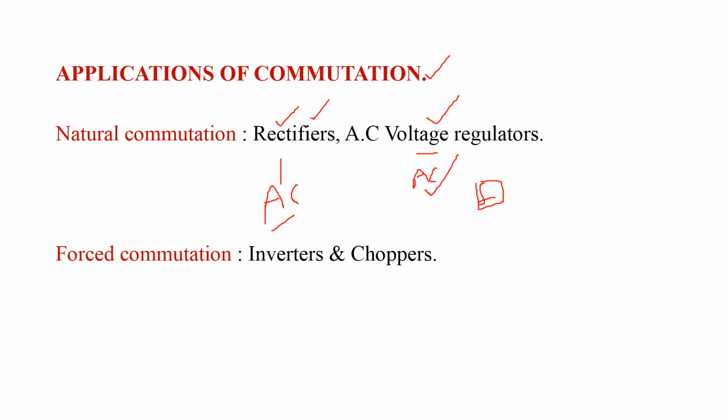Coming to forced commutation applications, we can find forced commutation in inverters and choppers. An inverter is a circuit which converts DC voltage to AC voltage, means here input is DC. Similarly, a chopper is a circuit which converts fixed DC voltage to variable DC voltage. In this also, input is DC. So, forced commutation is mainly used in inverters and choppers. This is about the applications of commutation.